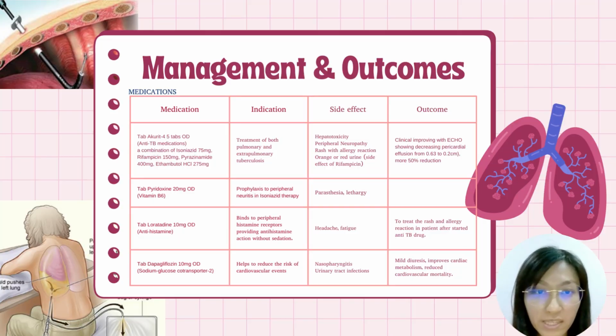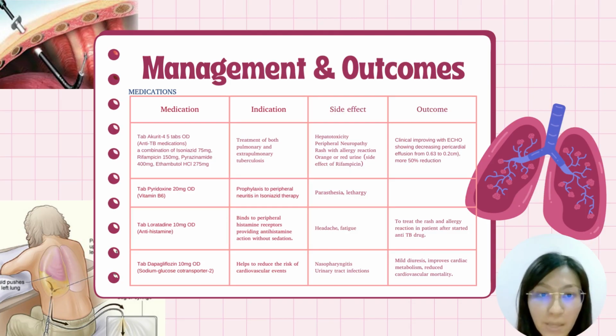And tablet loratadine 10 mg OD is an antihistamine, which is prescribed to the patient to reduce rash and pruritus. So the outcome for this Accurate-4 medication shows clinical improvement, with echo showing decreasing pericardial effusion from 0.63 to 0.2 centimeter, which is more than 50% reduction.